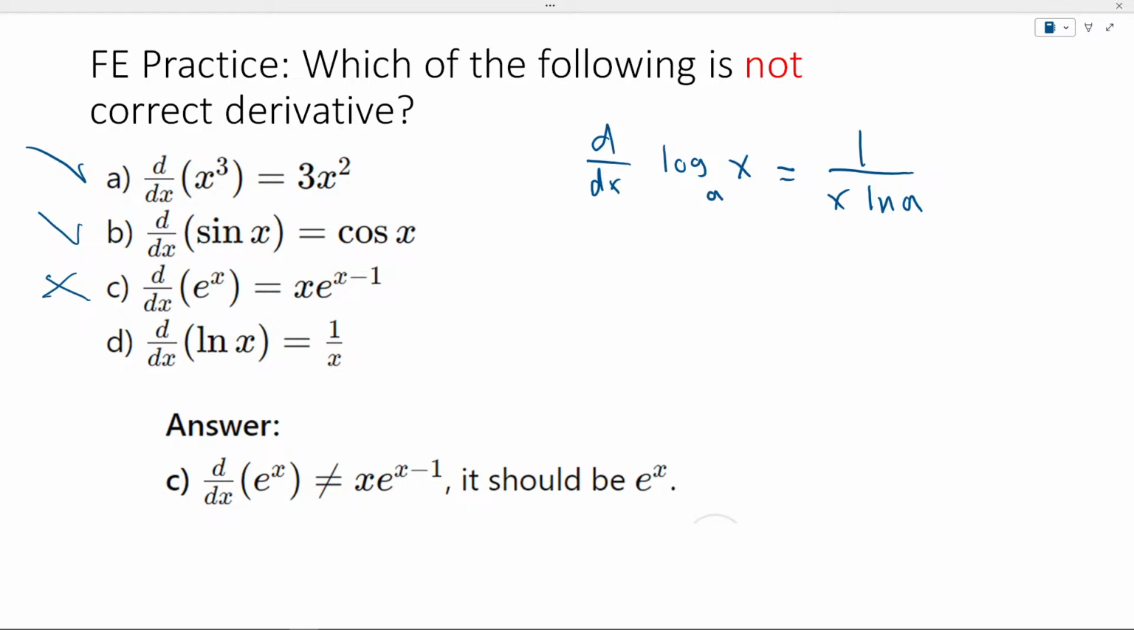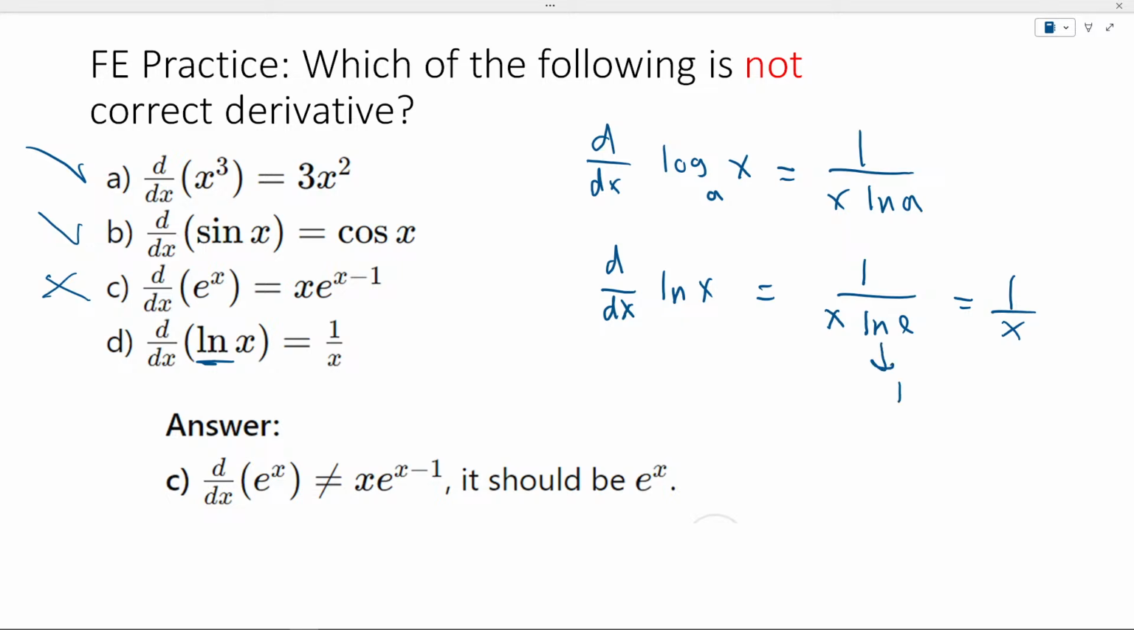Okay, so let's just apply what we have. Here we have d over dx of ln x, that would be equal to what? That would be 1 over x, and then what is the base? This is the natural log. What's the base of the natural log? That's e. What's ln e? That is 1. So I get 1 over x.